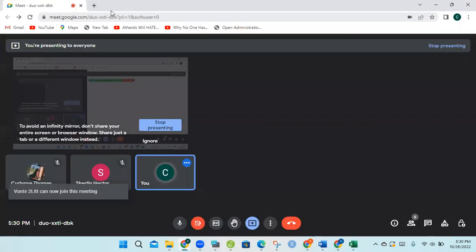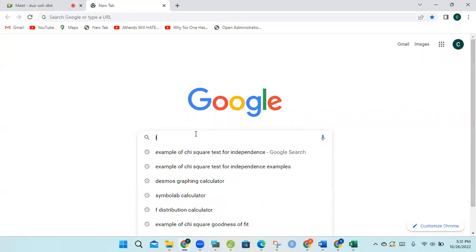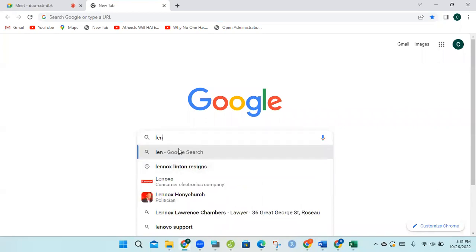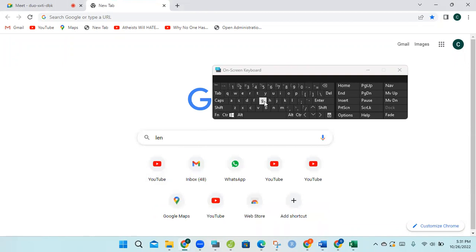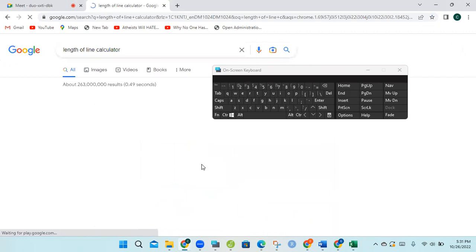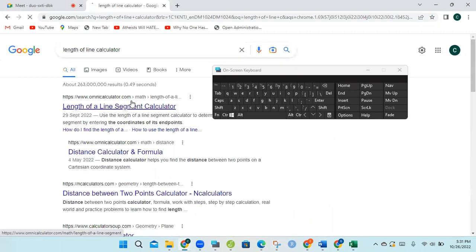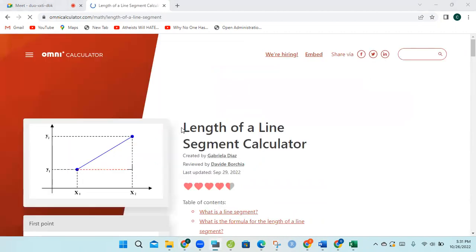Okay, let us verify. Let's go to Google and ask Google for a length of line formula or length of line calculator. You'll be surprised what you can get on the internet. Length of line segment calculator. And here it is. So you can verify your answer.